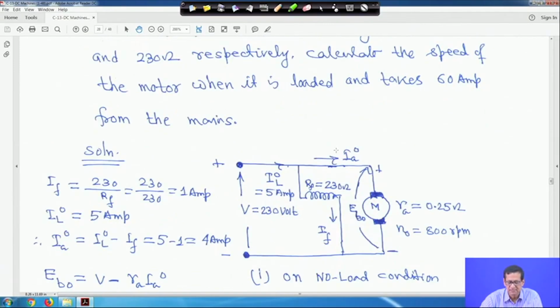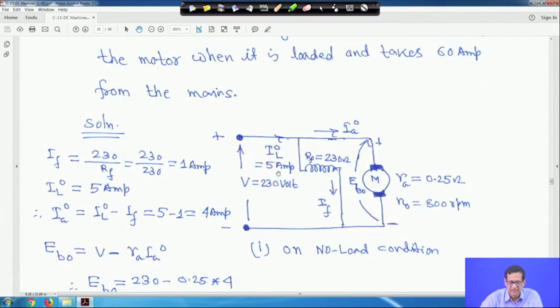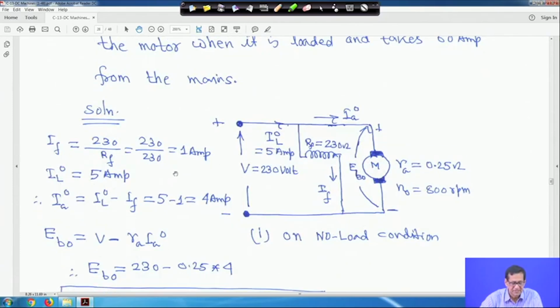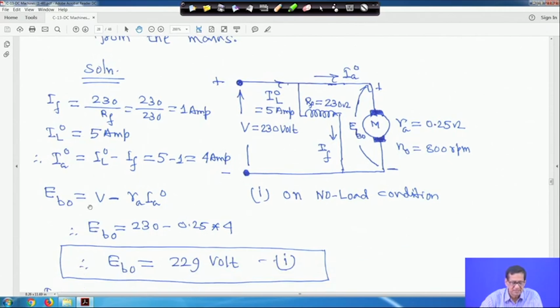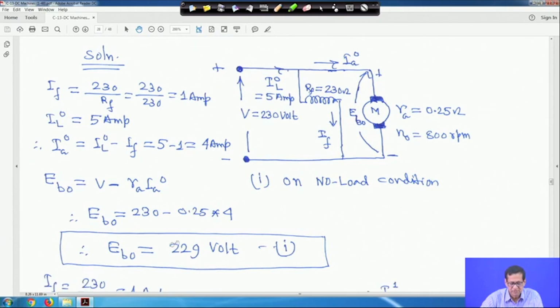That means it is drawing 5 ampere current from the line. So IL0 is equal to 5 ampere. Therefore, IA0 is equal to IL0 minus IF, so 5 minus 1, IA0 is equal to 4 ampere. Therefore, from this circuit, EB0 is equal to V minus RA into IA0, to find the back EMF. So EB0 is 230 minus 0.25 into 4. So EB0 is equal to 229 volt.